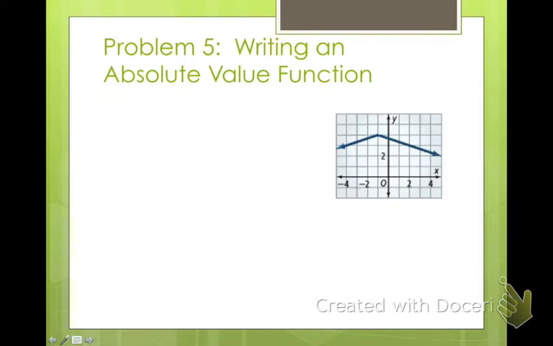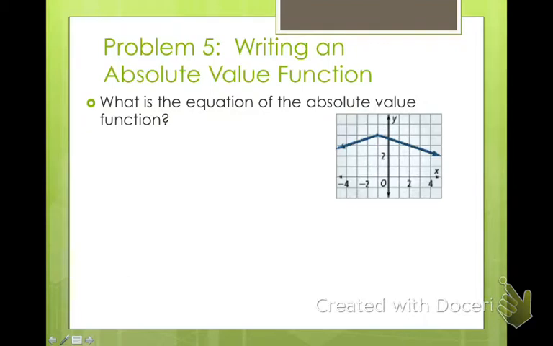Alright, last thing we're going to do is looking at a graph and then writing a function rule from it. So what's the equation of the absolute value function? So we need to look at, first of all, where the vertex is. So if we look at this point right here, what is this point? Well, that's the point negative 1, and then 1, 2, 3, 4, 4. So we know most of our equation already.